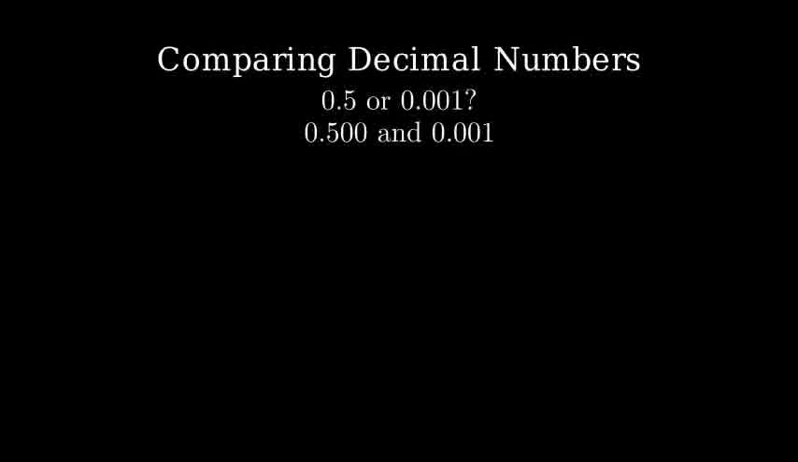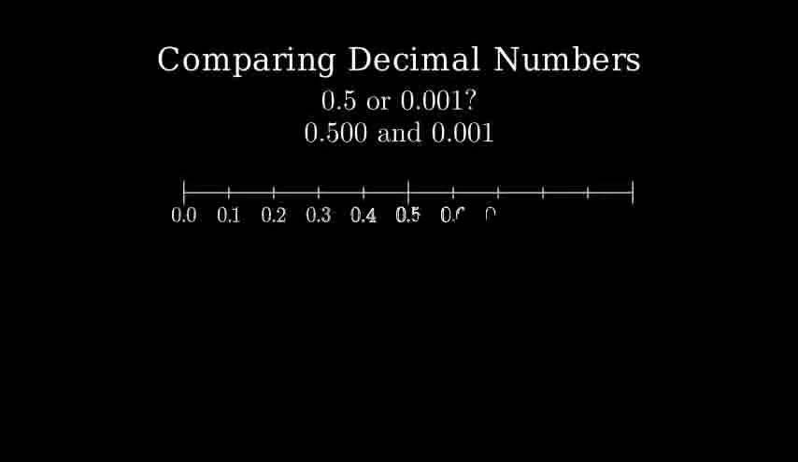Let's visualize these numbers on a number line. Here's our number line from 0 to 1. 0.5 is halfway between 0 and 1, while 0.001 is very close to 0.